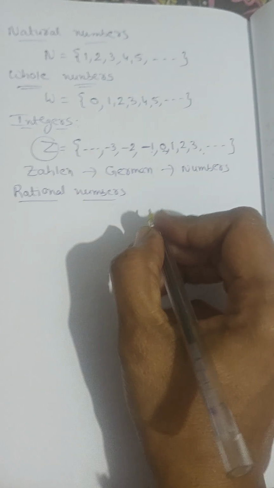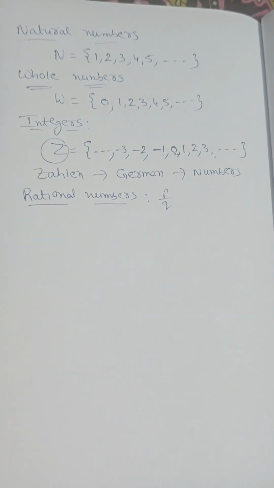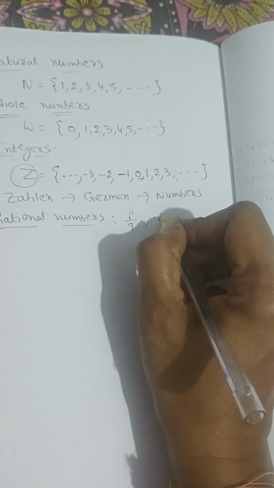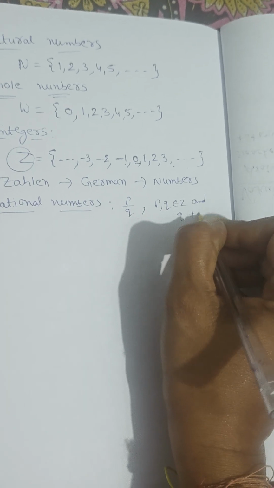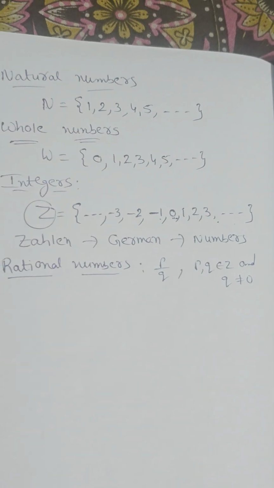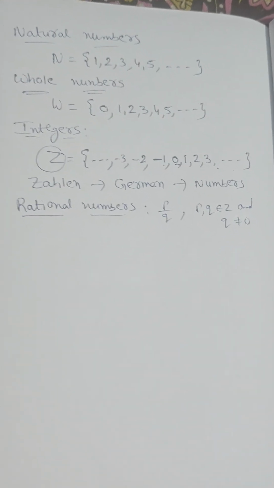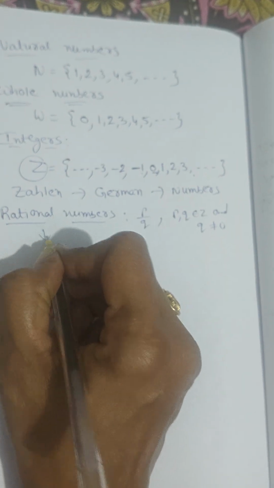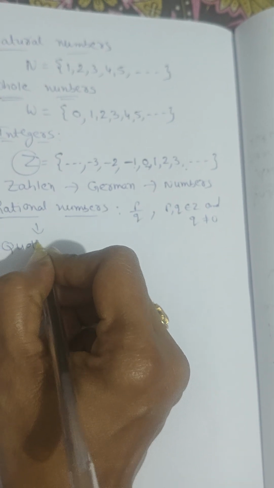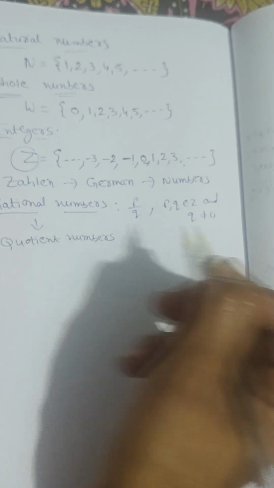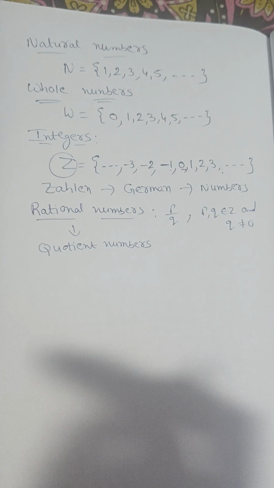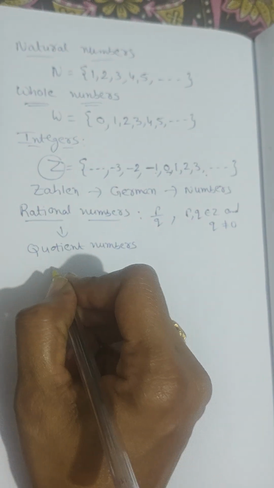What are rational numbers? The numbers which can be written in the form of p by q, where p, q belong to Z and q not equal to 0. Rational numbers are also called quotient numbers. That's why rational numbers are denoted by Q.